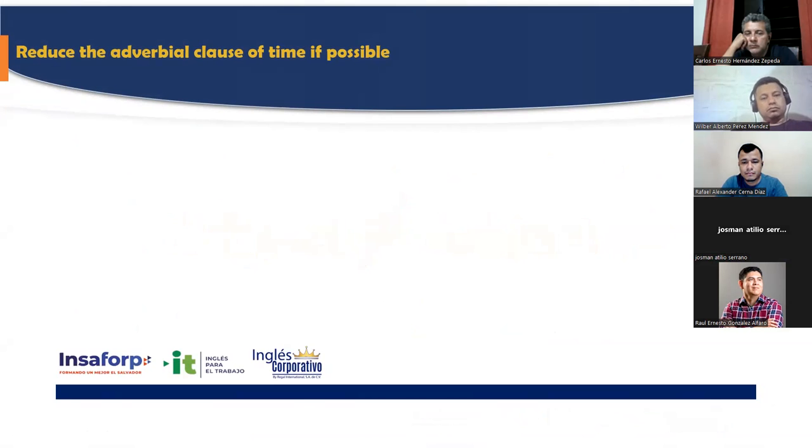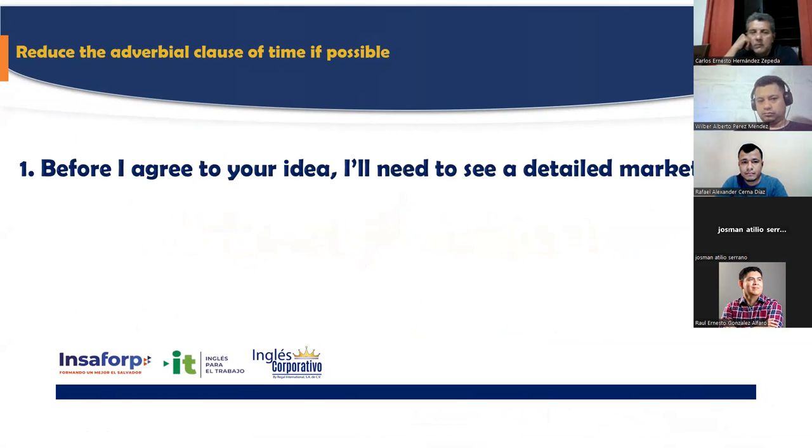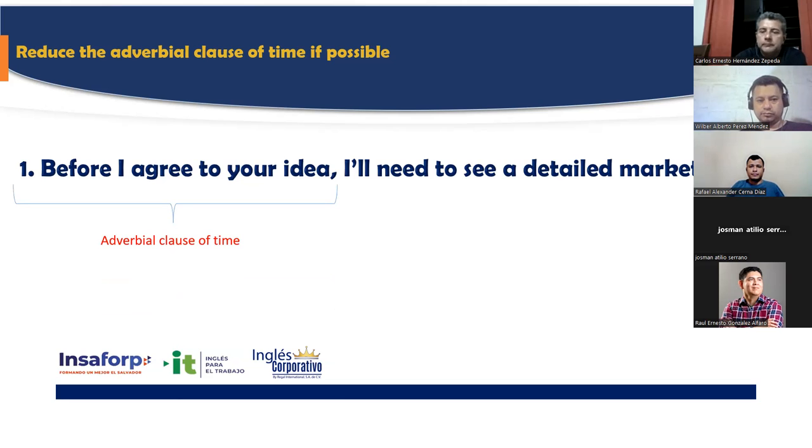We're going to start with this one. Let's reduce the adverbial clause of time, but let's look at if it is possible. If it is not possible, we are going to leave it just as it is. So, before I agree to your idea, what is the adverbial clause here? Before I agree. Exactly. Before I agree to your idea is the adverbial clause of time. The other is the independent one.